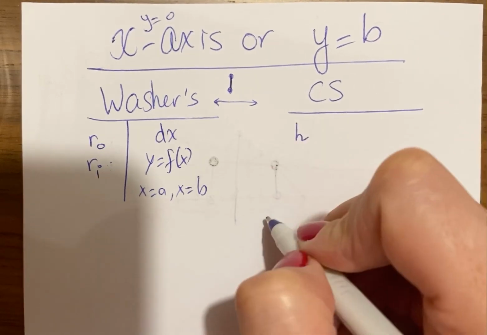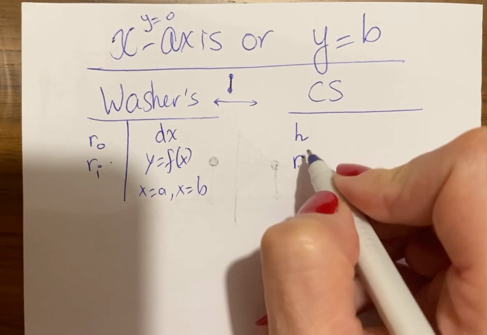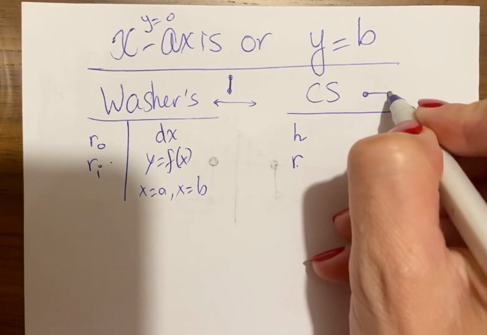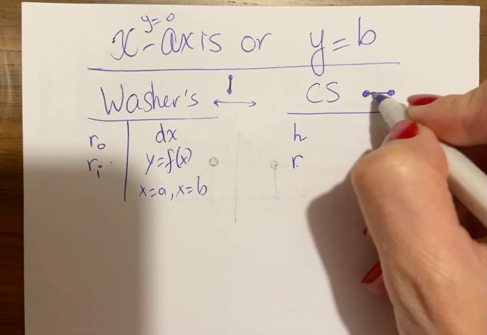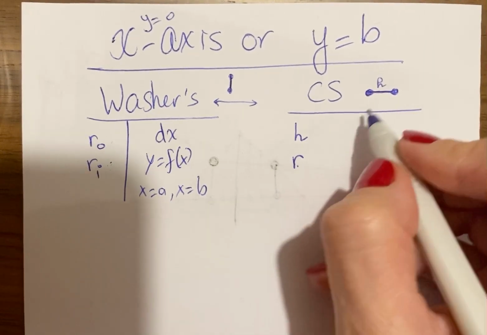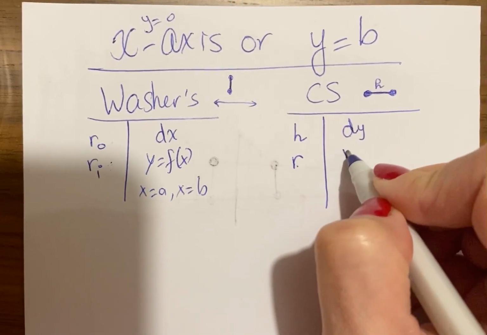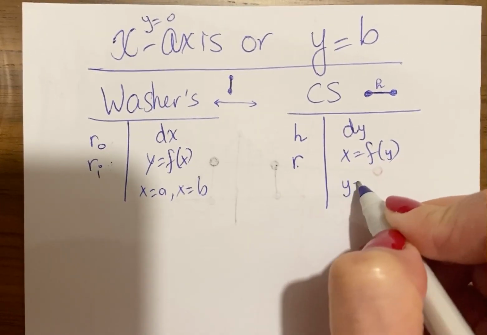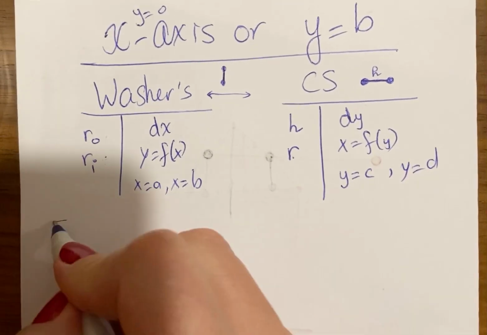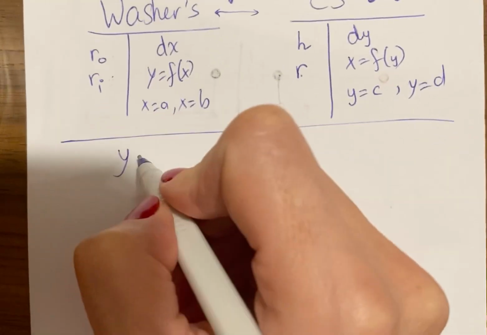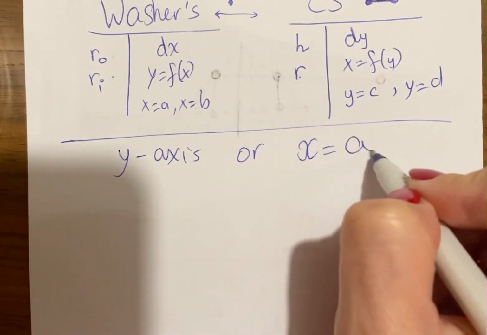You need h and r, the height of the cylinder and the radius of the cylinder. The height will be parallel to the line of revolution. All right, this is your height. And then it's parallel, so it's horizontal here. And then it's dy, so functions are functions of y, and y equals c to d are your limits of integration.